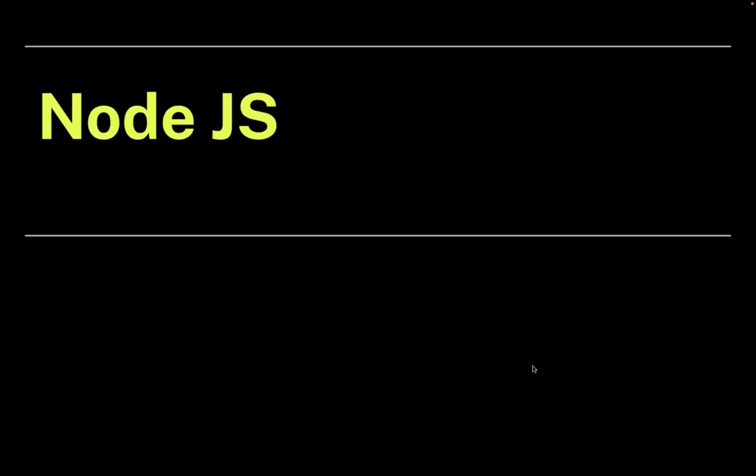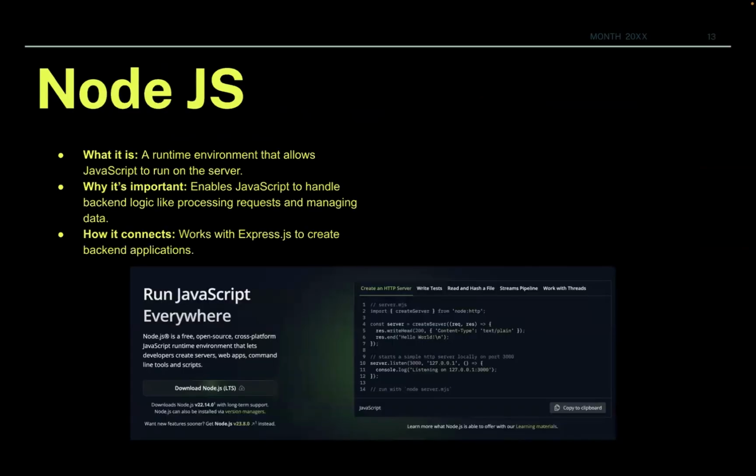Next, let's talk about Node.js, which is basically the intro to our backend. So what is Node.js? Well, it's a runtime environment that allows JavaScript to run on a server. It can enable JavaScript to handle backend logic like processing requests and managing data.